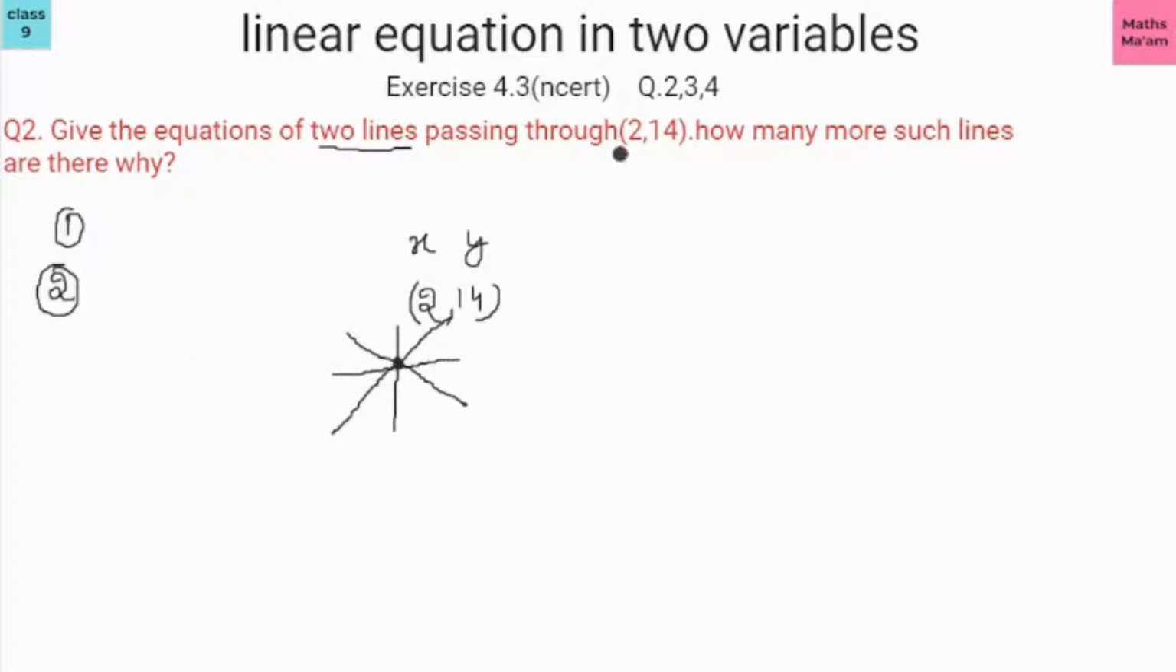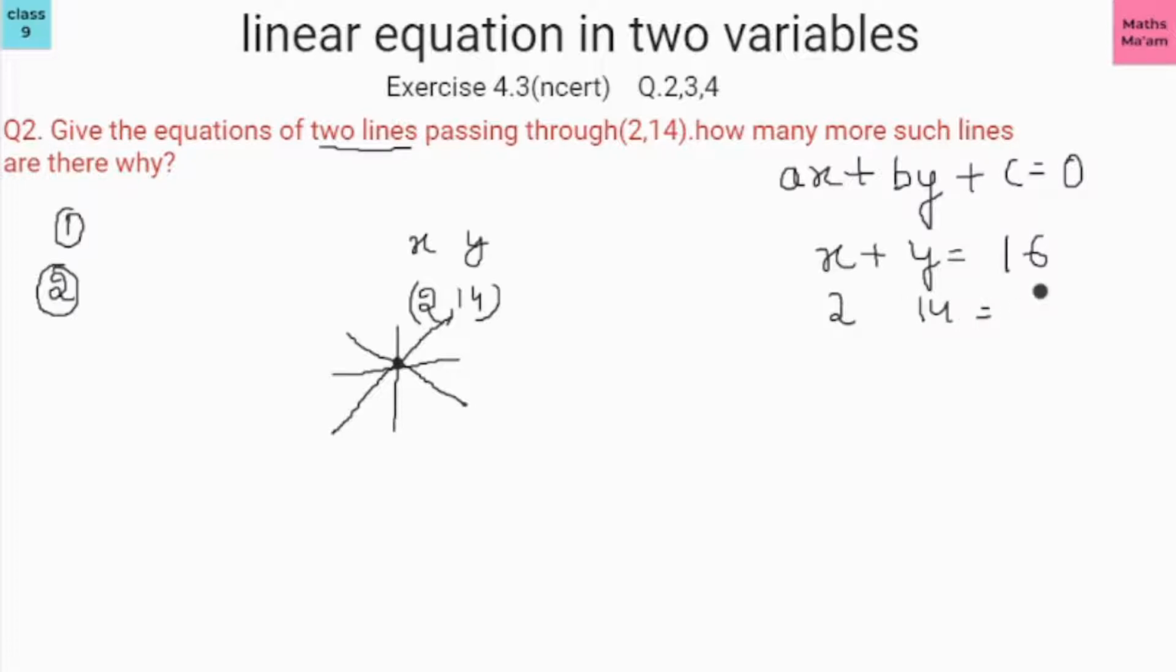So we know that the normal expression for a two variable equation we write like this: ax plus by is equal to 0, right? Suppose we have to make a combination of 2 and 14. So can we write this as x plus y is equal to 16, as if x is here 2, here y would be 14 and we get the sum as 16. This is true for the value of x 2 and y 14, right? This can be the equation of one line.